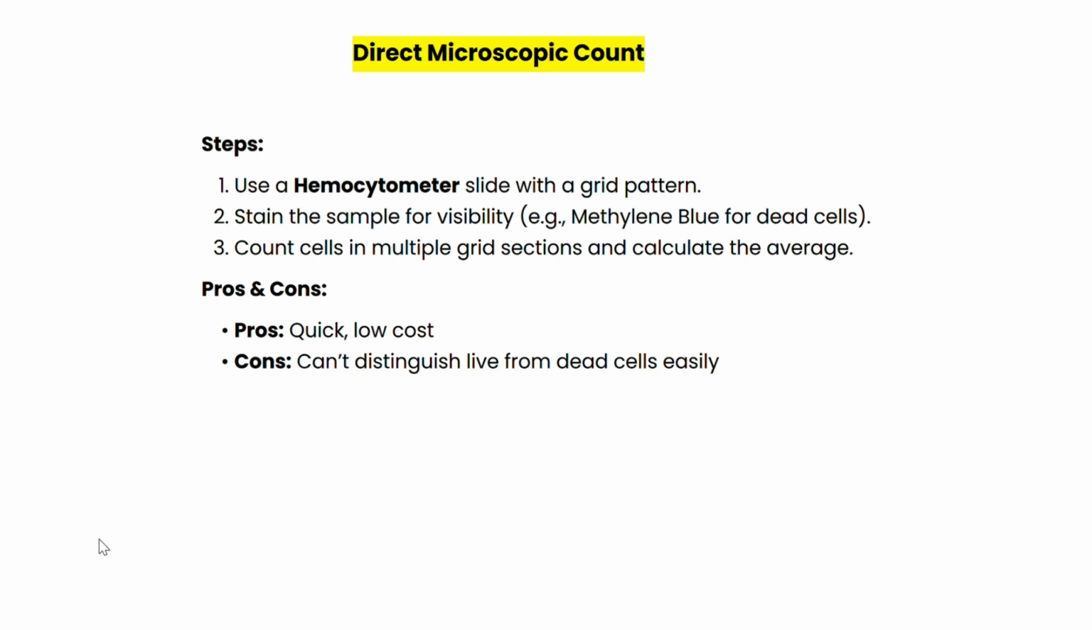The direct microscopic count method involves counting cells directly under a microscope using a hemocytometer. This slide has a grid that helps in counting cells systematically. Although this method is quick and inexpensive, it does not easily differentiate between live and dead cells unless we use special stains.